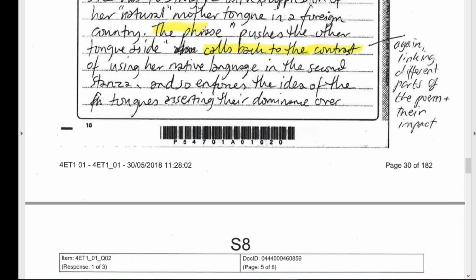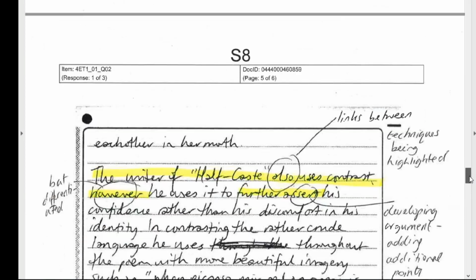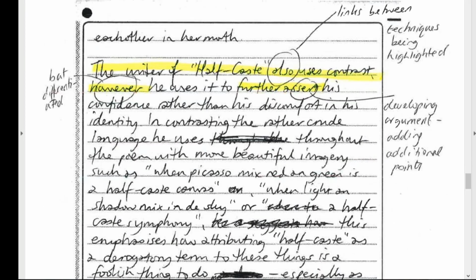Again here, linking different parts of the poem and the impact of the techniques being used. Then here they come back to the first poem. The writer of Half Caste also uses contrast, so now they're linking to the point that they just made about poem 2. And again, differentiated. However, he does something slightly different. He uses it to further assert. So again, this is adding to their own argument.